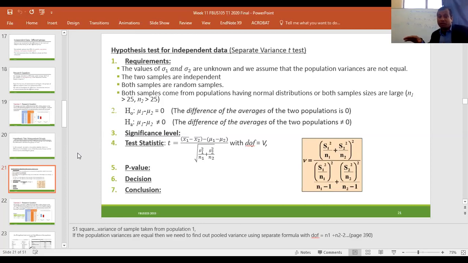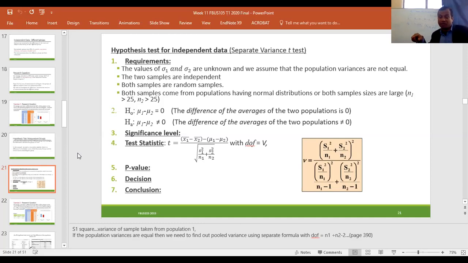Divide by capital S1 square by n1 plus capital S2 square by n2. So what is capital S? It's the standard deviation for sample 1 and the standard deviation for sample 2, whole square root, with degree of freedom V. And how to calculate V? You have another complex formula for that.